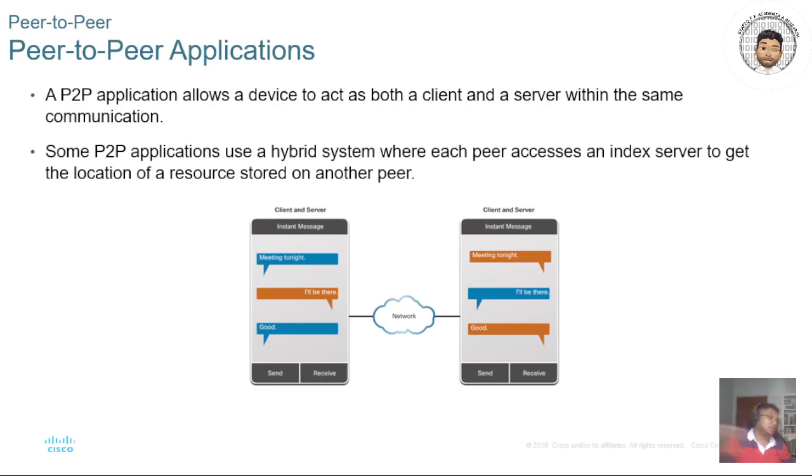So when you want to download something, somebody else becomes a server and you become a client, and then they will rotate. Somebody wants to download, you become a server, they become a client. So this is one way peer-to-peer applications have been used. Some peer-to-peer applications use a hybrid system where each peer accesses an index server to get the location of a resource stored on another peer.